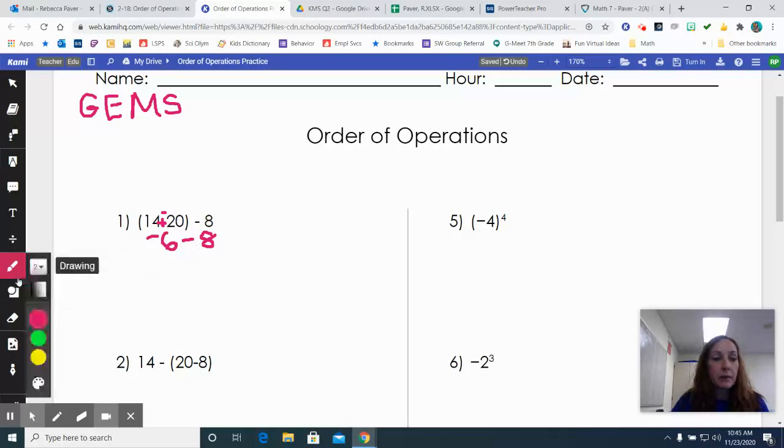Now I have negative 6 minus 8. Again, I do not do subtraction with negatives. I change it to add the opposite. So I'll go ahead and change it right there in the problem. And now we've got negative 6 plus negative 8. A negative plus a negative is just add and get more negative. So that would be negative 14.